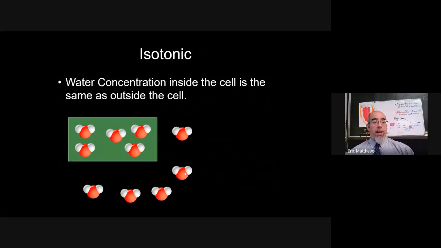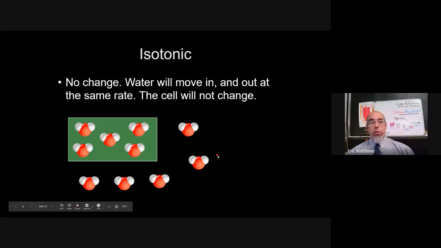In isotonic, inside the cell has 5. Outside the cell has 5. And so there's no real change. Things may move around a little bit, but water's not really going anywhere.